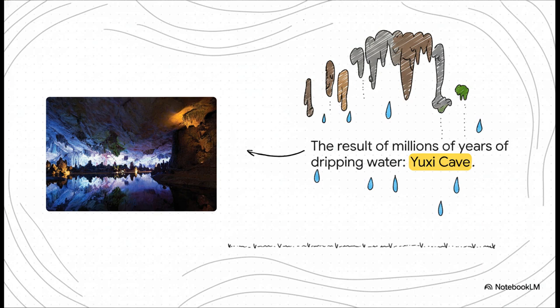And this is what you get. Yuxi Cave. This incredible landscape wasn't carved by some giant, sudden event. It was sculpted by nothing more than dripping water over millions and millions of years. It's just a stunning reminder of the power of slow, gradual change.